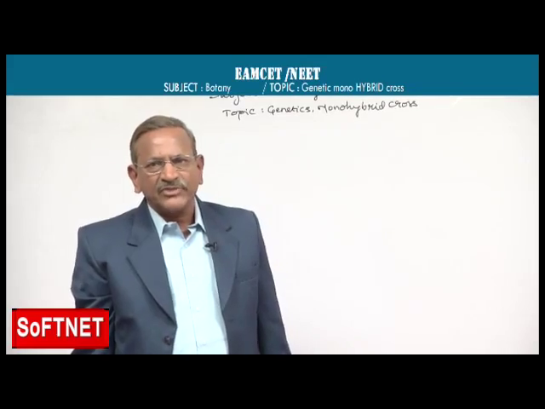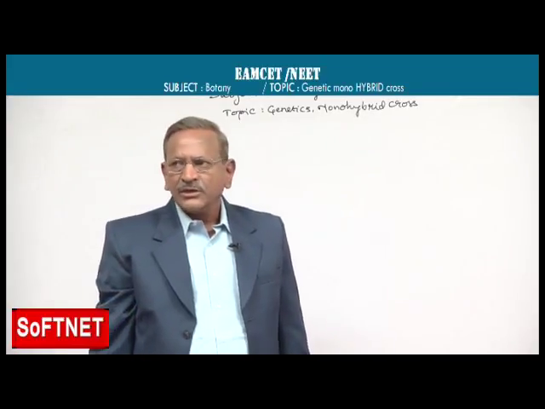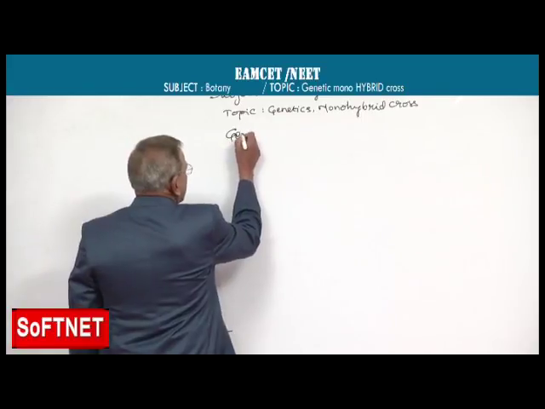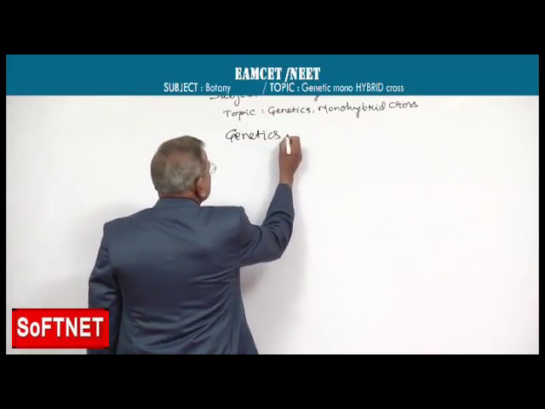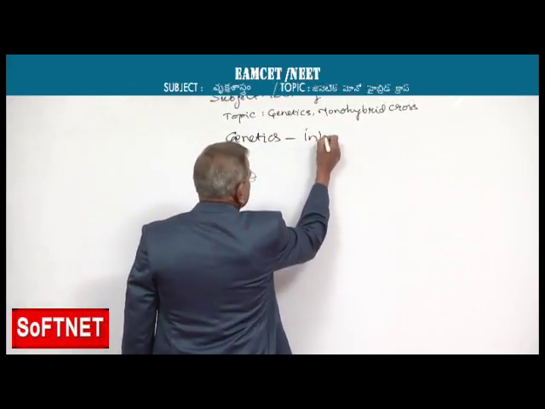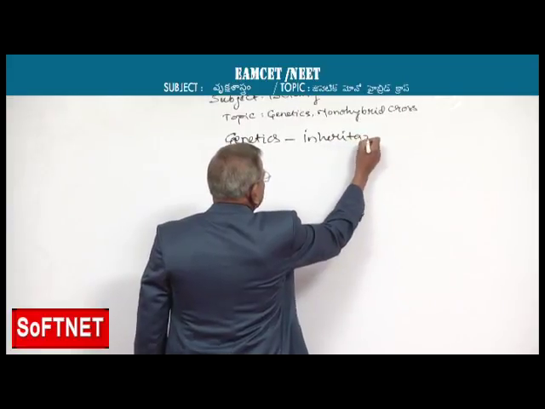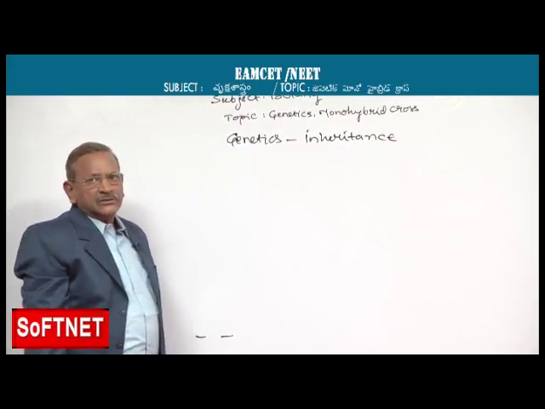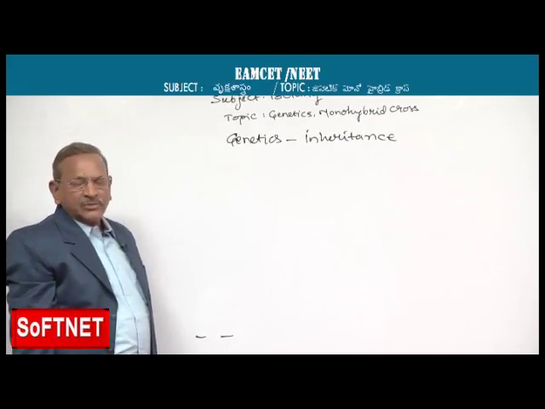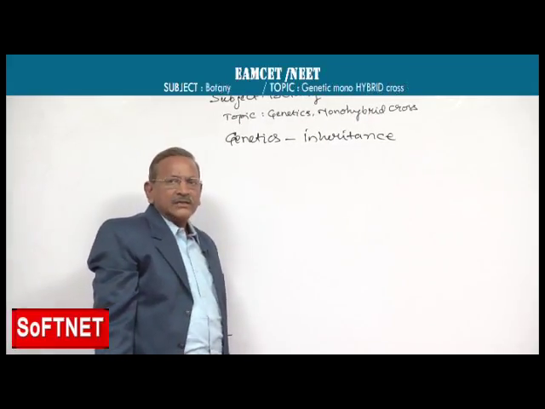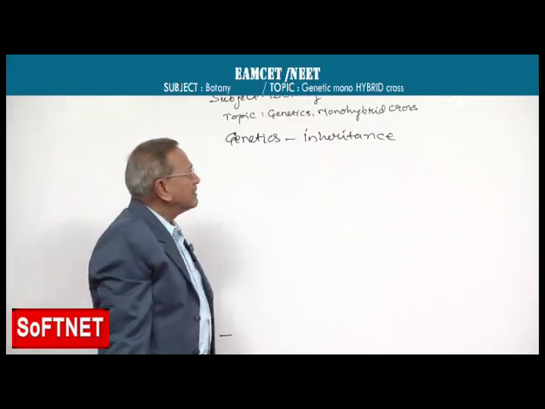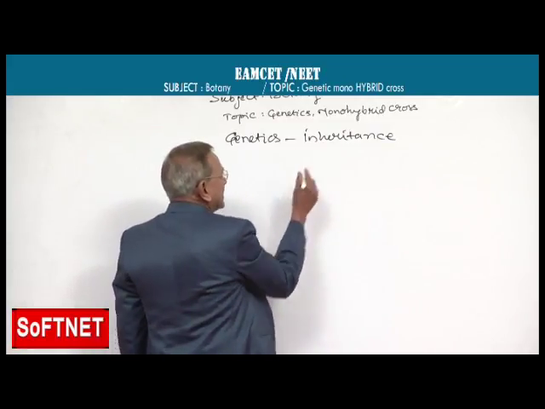Our today's topic for discussion is genetics, monohybrid cross. Genetics deals with inheritance. And what is inheritance? An elephant giving birth to a baby elephant. When we plant a mango seed, obtaining a mango plant are examples for inheritance.